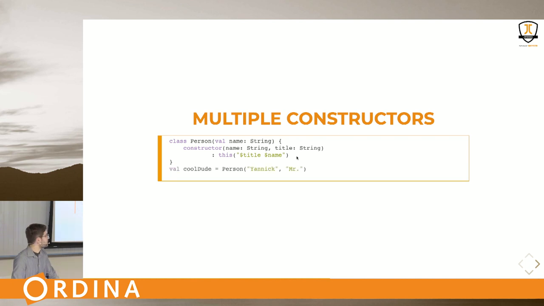Yeah, and then you can create a new object to show what this does. So you provide Yannick and Mr. as a name and title, and then if you would print his name, because the primary constructor would take the arguments the other way around, it would print Mr. Yannick.